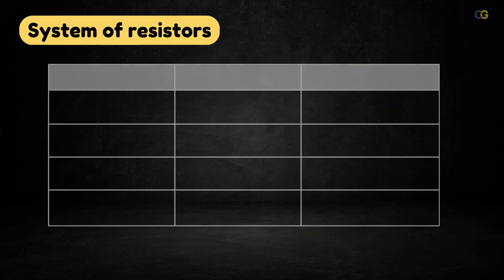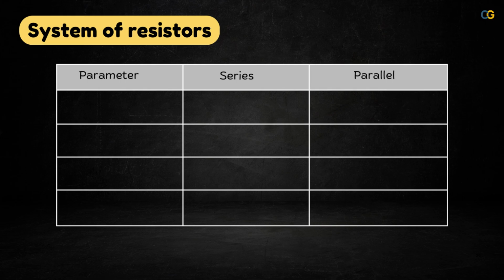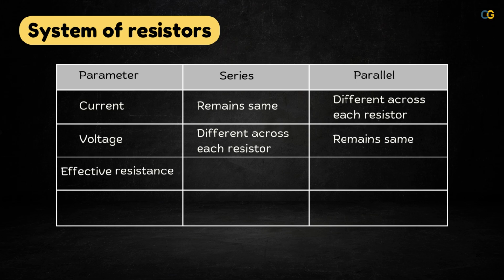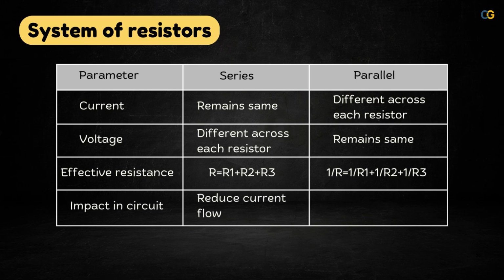So let us compare both the cases to understand this better. If the resistors are connected in series, the current remains the same, and when connected in parallel, there is different current across each resistor. The voltage is different across each resistor in series, and it remains the same when connected in parallel. The effective resistance in series is R equals R1 plus R2 plus R3, and in parallel, 1 by R is equal to 1 by R1 plus 1 by R2 plus 1 by R3. The impact in the circuit: when connected in series, the resistance reduces the current flow, and they are connected in parallel to ensure the same potential difference is maintained across the circuit.